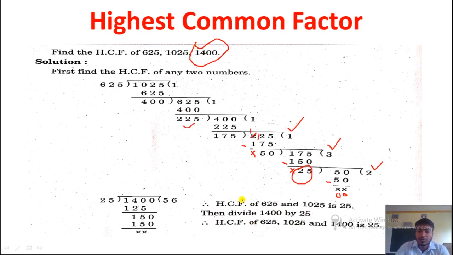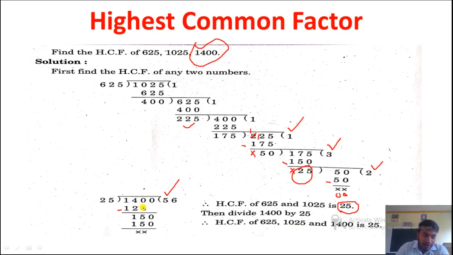Now what we have to do is divide this 1400 by this 25 to check whether this 25 is dividing 1400 also or not. So divide 1400 by 25. By this 25 we are dividing this 1400. First it will go 5 times. When we multiply 25 by 5, we'll get here 125. Now subtract.